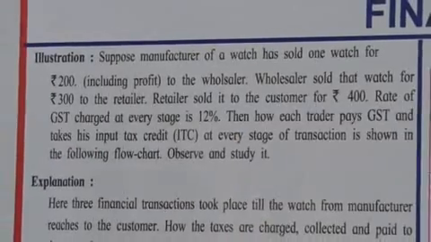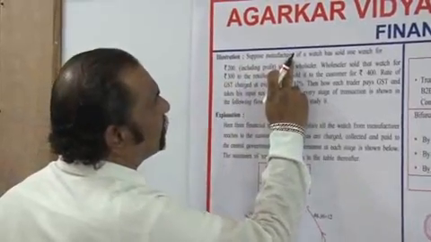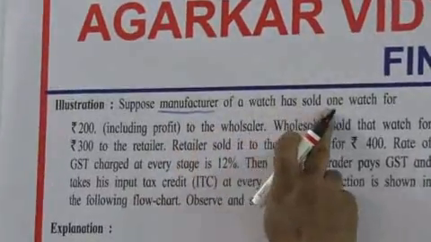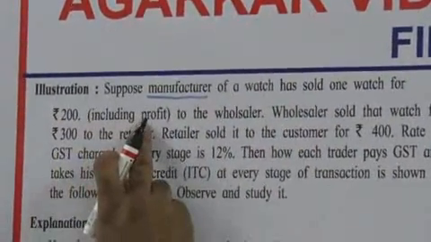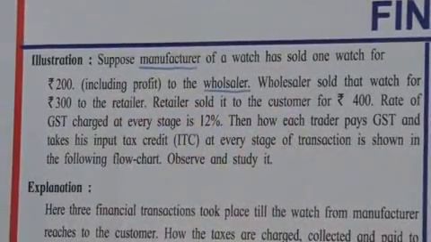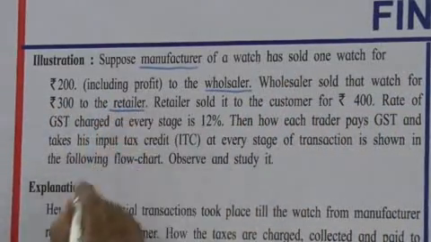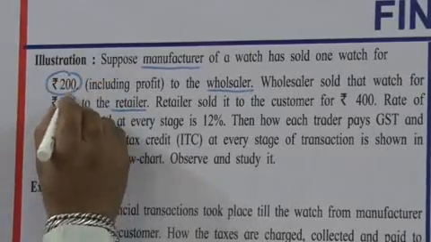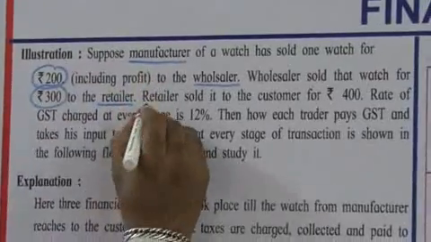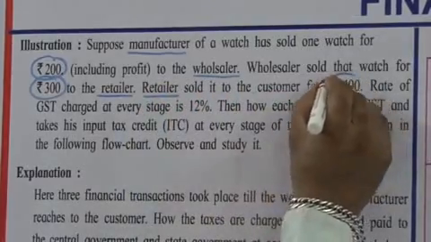There are 4 words which are very important. The first word is manufacturer. Suppose a manufacturer of a watch has sold one watch for rupees 200 including all profits to the wholesaler. This is the second very important word. Now this wholesaler sold the watch to the retailer. This is the first transaction. This is the second transaction. We will study later on. Now the fourth important word is retailer. And this is the third transaction.